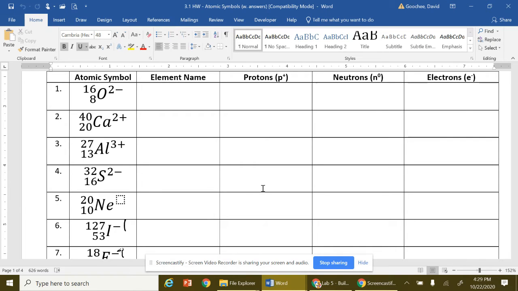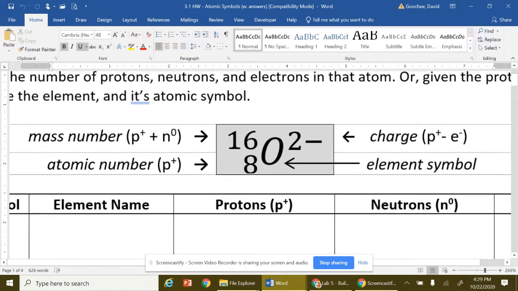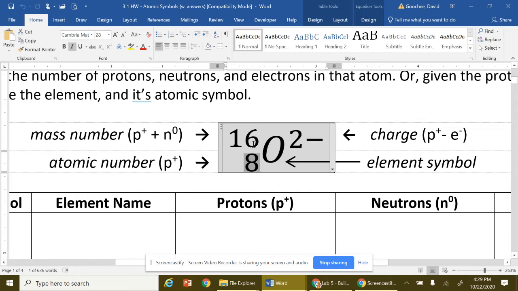These are where you have to fill in the blanks regarding some information about the atomic symbol of different atoms. Remember, the atomic symbol is a symbol that incorporates all the most important information about an atom. In the middle is its element symbol, the element that you will find on the periodic table. This number on the bottom left is its atomic number. That's the number of protons that it has.